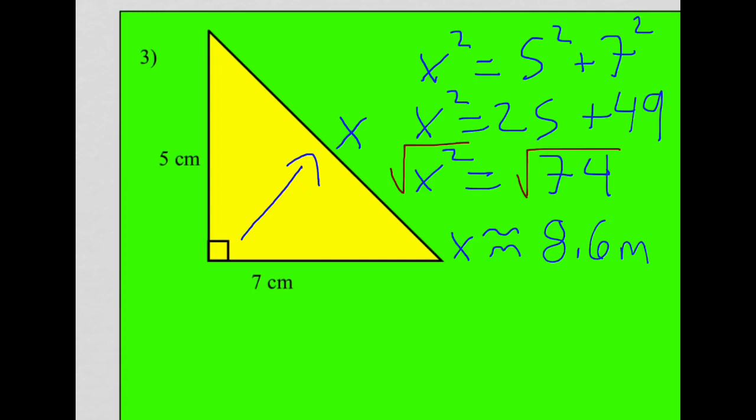So those are 3 problems we have solved where we have found a missing hypotenuse on a right triangle. I'm going to do one more video where the problems change a bit and the triangle is going to be missing the length of one of its legs. So we'll do that in the next video. Hopefully this is sort of making sense.